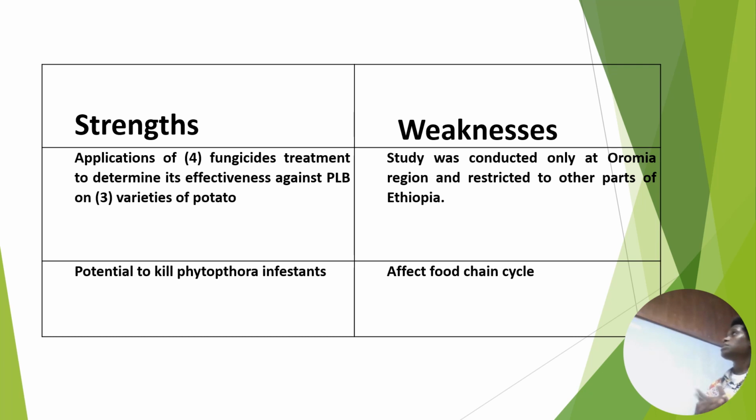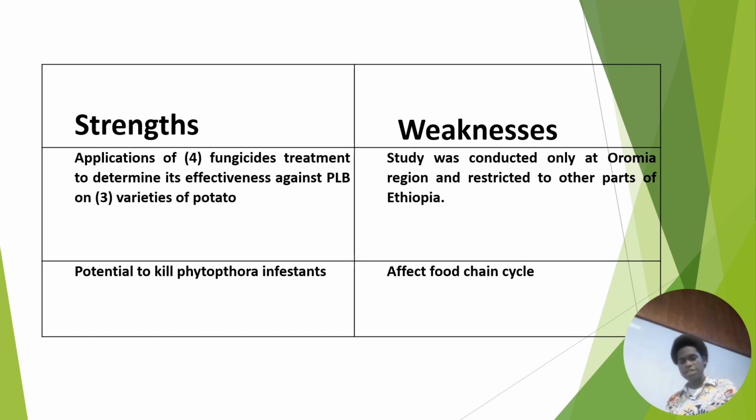And our last weakness that we have identified is the effect on the food chain cycle. While fungicides can be an effective tool in controlling potato late blight infections, their use may have implications for the broader food chain cycle. For example, the residue left on potato crops after fungicide application could potentially contaminate other crops or food products if not properly managed.